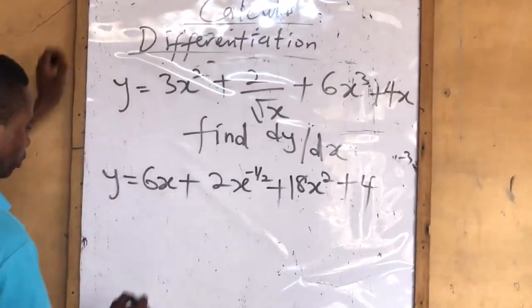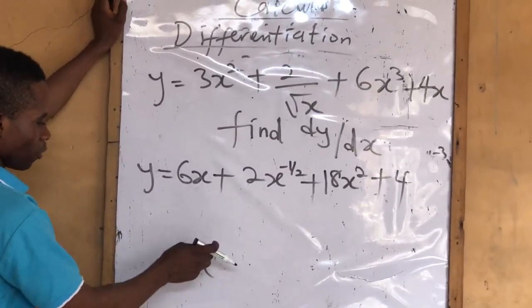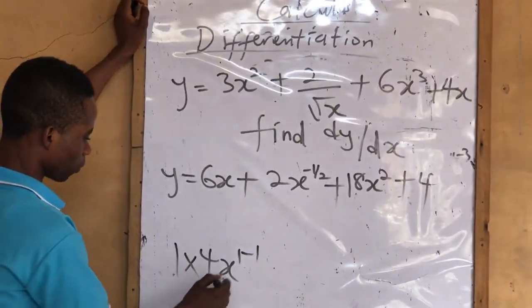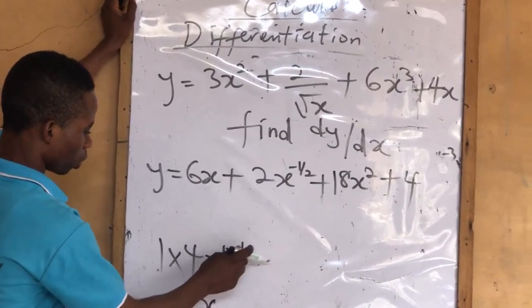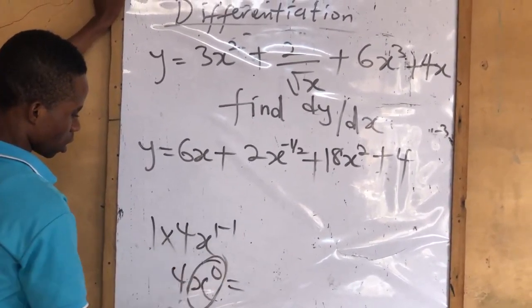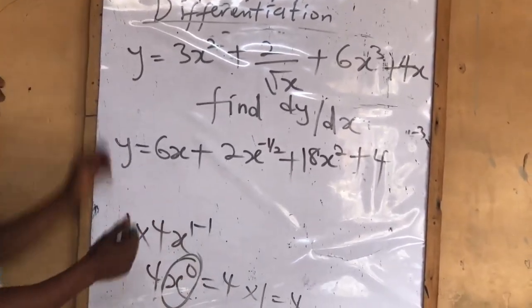Let me show you why the differentiation of 4x is 4. 4x carries the power of 1. If you use that 1 to multiply this, you subtract 1 here. That will be 1 times 4x, 4x. 1 minus 1 is 0. Anything raised to the power 0 is 1. And that means 4 times 1, that is 4. That's why I arrived at 4.